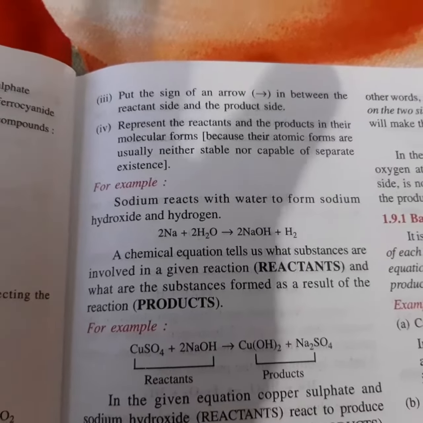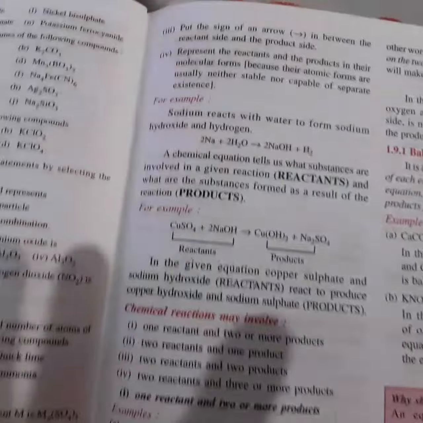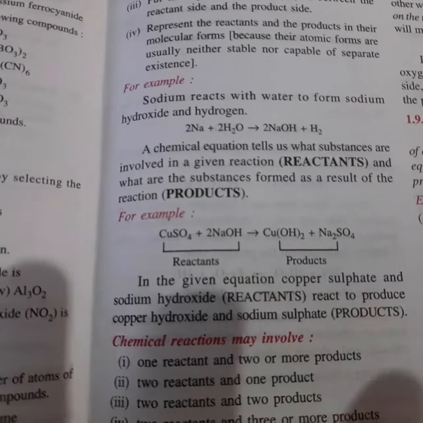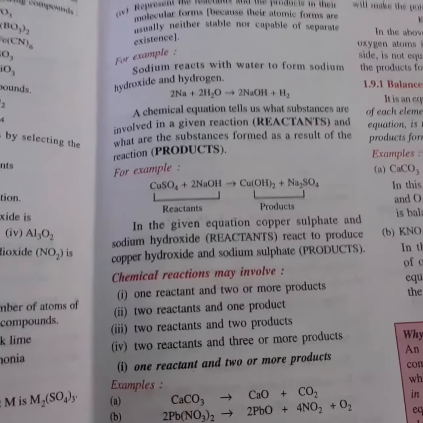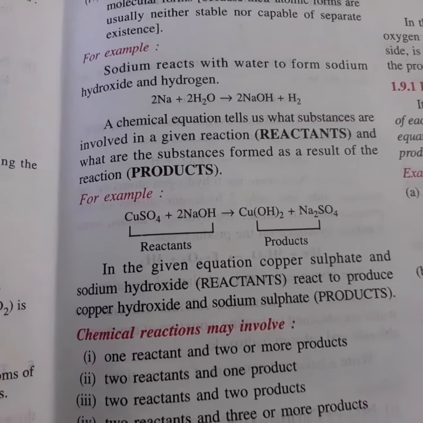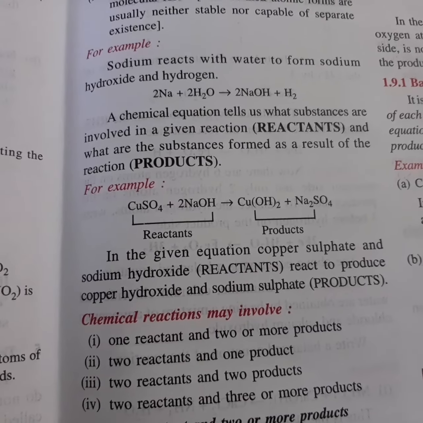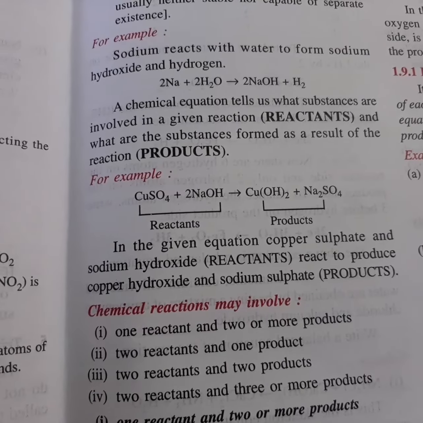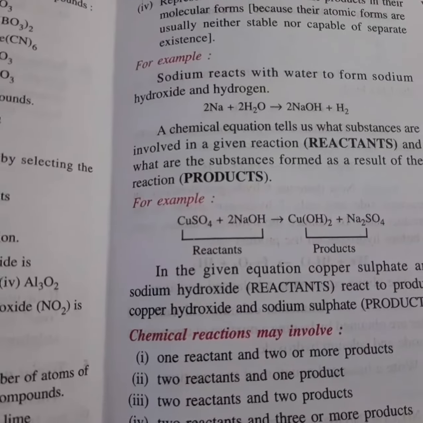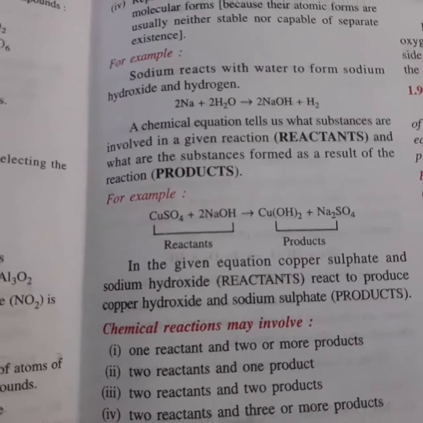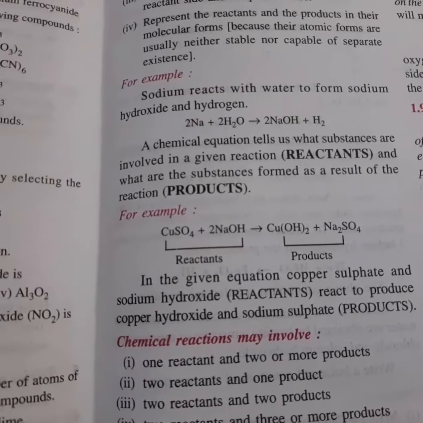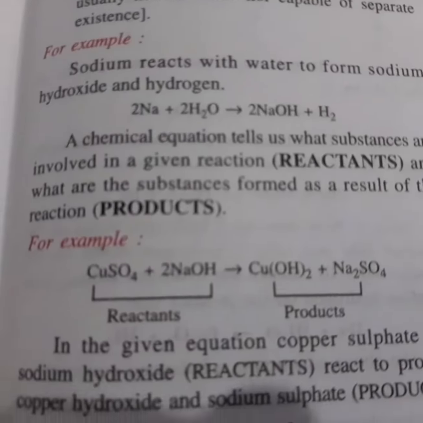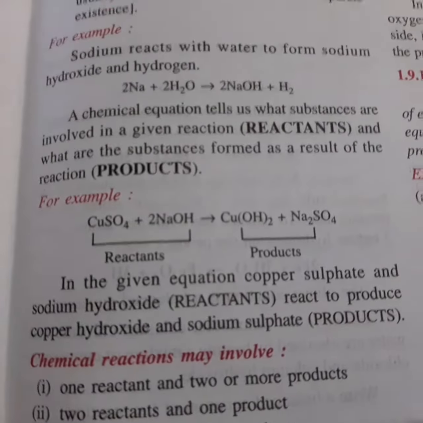Now, a chemical reaction is represented in a very simple form, where the reactants are written on the left hand side and the products are written on the right hand side. In this reaction, copper sulfate and sodium hydroxide are reactants. Copper hydroxide and sodium sulfate formed are products. So this is a simple chemical reaction. We write them in the form of chemical formulas of the compounds and the new products formed. In between them there is an arrow which shows the direction of the reaction.